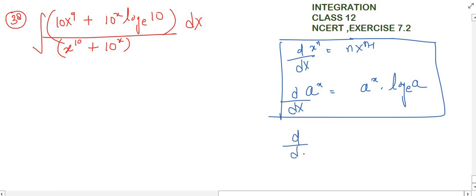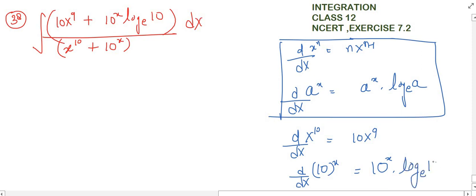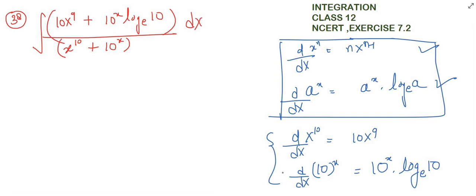So if I take x raised to power 10, it will be 10x raised to power 9. If I take derivative of 10 raised to power x, it will be 10 raised to power x log of e base 10 by using this and this formula. Now can you see something? Something is clicking. What?